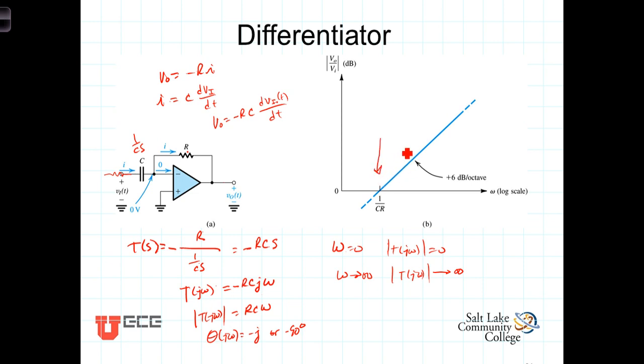The unity gain frequency is the frequency where the magnitude of the transfer function equals 1, which of course would be omega equaling 1 over C times R.